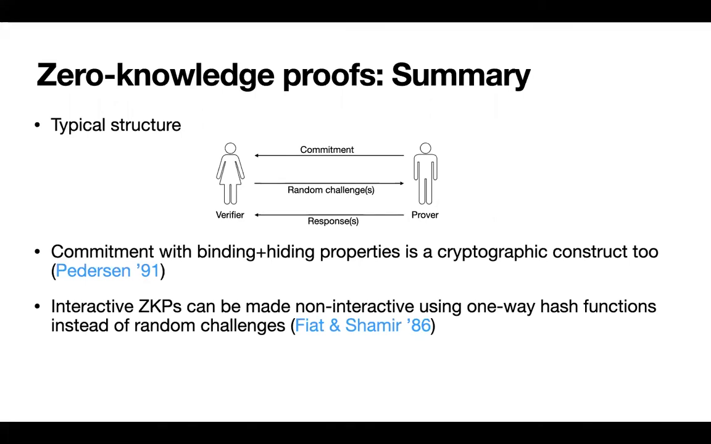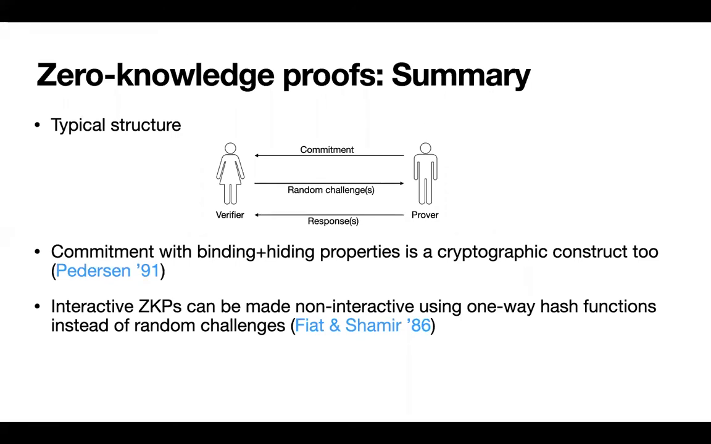So, remember those one-way hash functions? The output of the hash function appears to be randomly generated, right? So you can actually make interactive zero knowledge proofs and convert them to non-interactive zero knowledge proofs by using the output of hash functions to act as the random challenge.